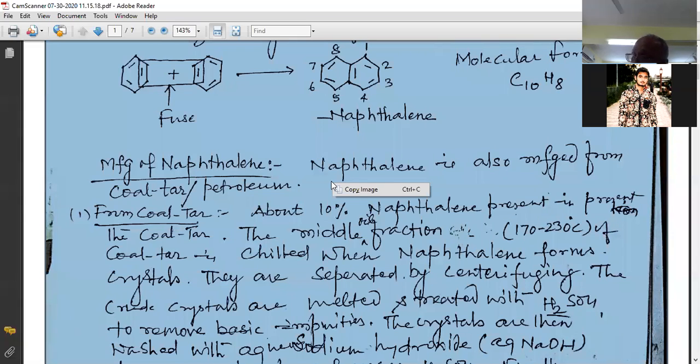The crude crystals are melted and treated with H2SO4 to remove the basic impurities, and washed with aqueous sodium hydroxide to remove the phenols and excess sulfuric acid. Phenols or cresols are acidic in nature, so we take the alkali for their removal. Finally, naphthalene is distilled to get pure naphthalene.